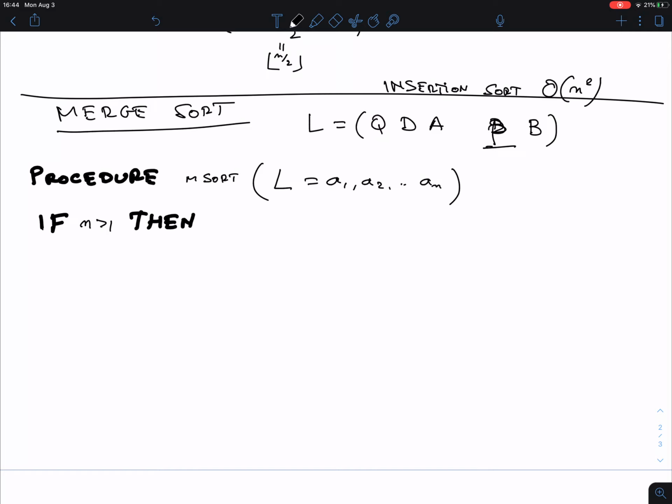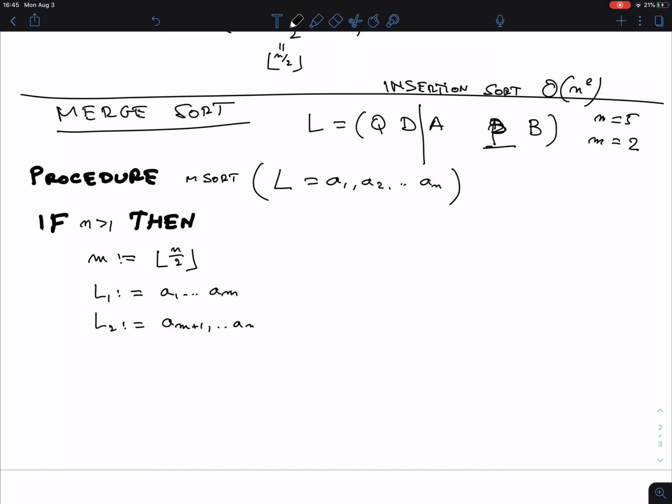Okay, what does it do? Well, the first thing it does is it says take half the list and split the list in two sublists. So L1 would be A1 up to AM, and L2 would be AM plus 1 up to AN. Okay, so if we do this here, n is 5, so m would be 2, right?